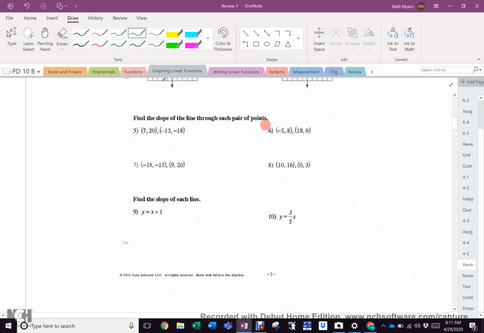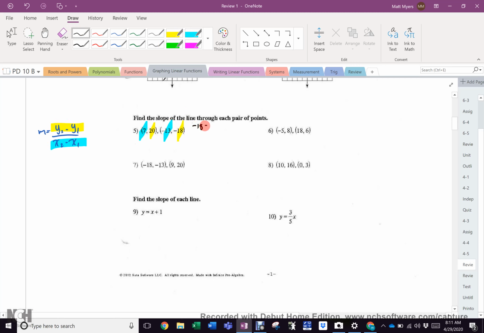Find the slope through here. Well, we remember that slope equals y2 minus y1 over x2 minus x1. So I need two y's and two x's. Two y's, 1, 2. Two x's, 1, 2. And then you just set it up.